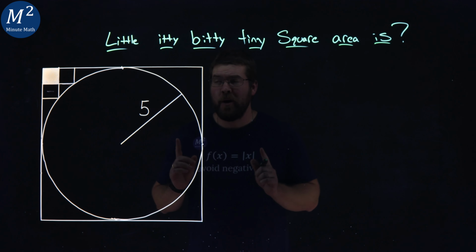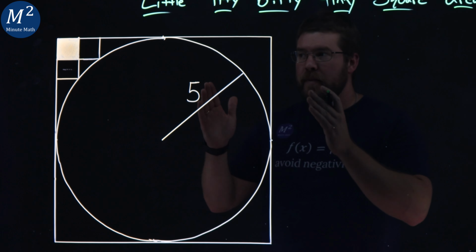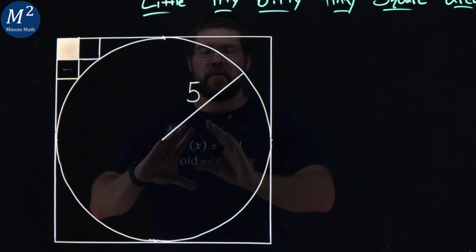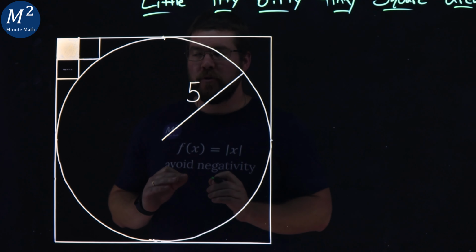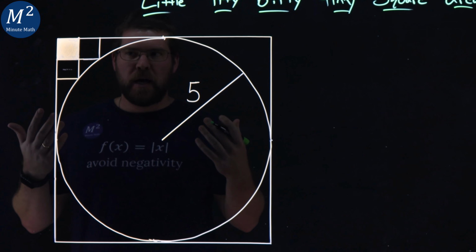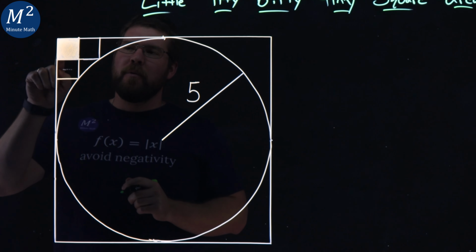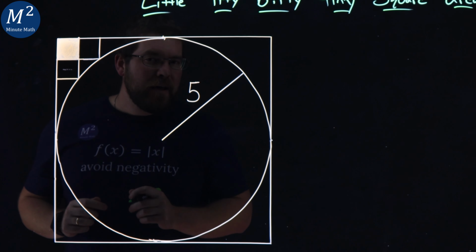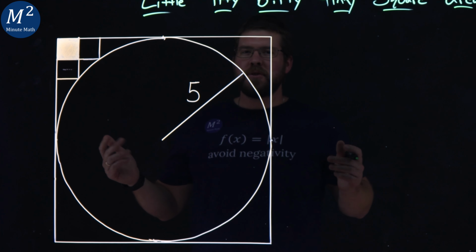Let's go find the area of the itty bitty tiny square. We're given this figure here. We have a large square with a circle inside of it. That circle has a radius of 5 units. Then we have 3 little squares right here, all of equal sides. All right, little points of tangency there, or this is barely touching. And we want to find the area of the itty bitty square. All right, let's go do it.